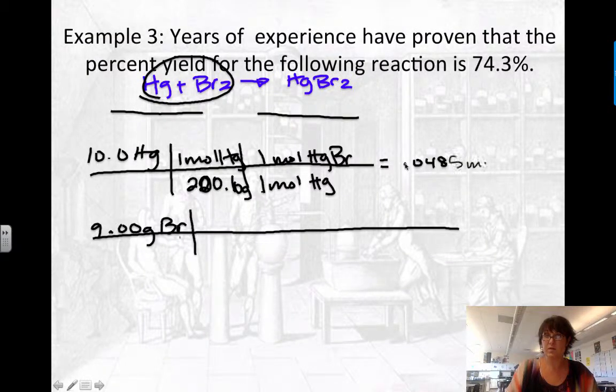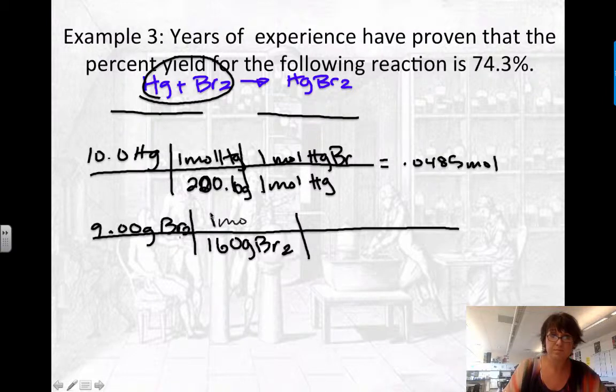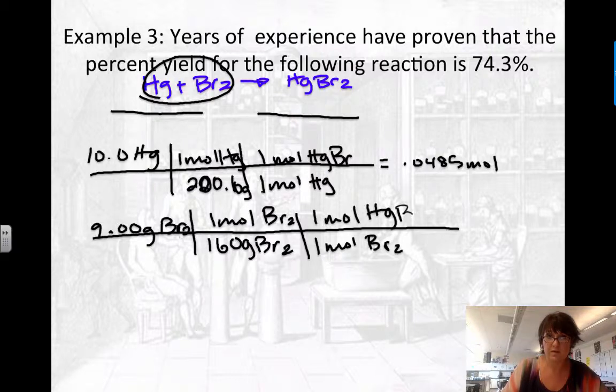0.4985 moles. Now let's compare the bromine. If I have 9 grams of bromine, that means 160 grams of bromine make up 1 mole, because there's 2 atoms of bromine in every molecule. And then my mole ratio is 1 to 1. So that's not too hard. 1 mole of bromine makes 1 mole of mercury 2 bromide.